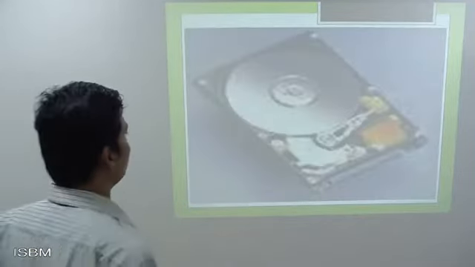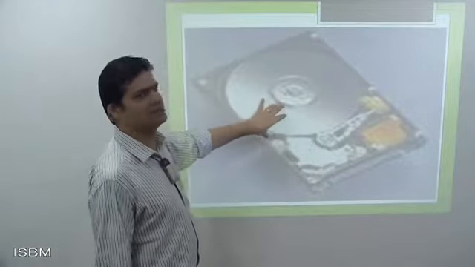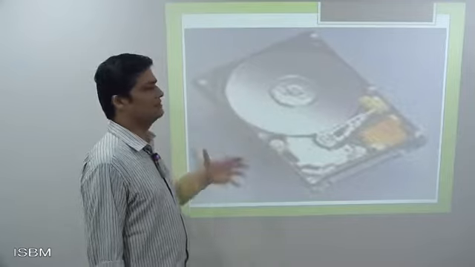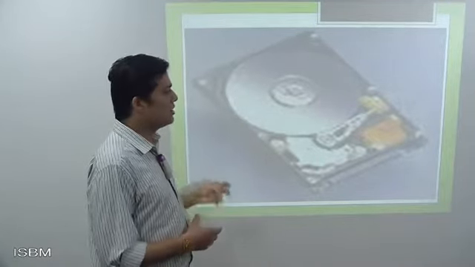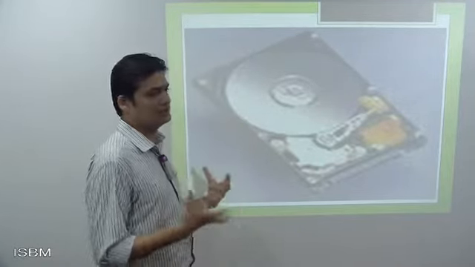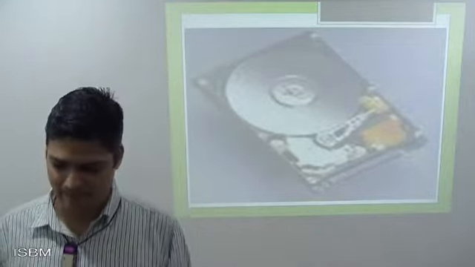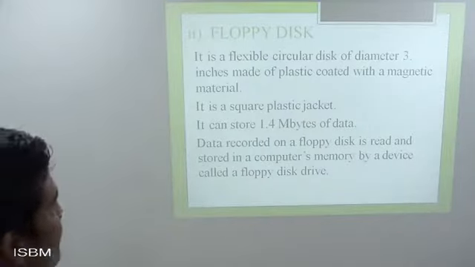This is the hard disk. I think this image is very small and a little blurred, but you can look up these kinds of hard drive pictures on Google. You can go through the hard disk images, and you will find different kinds of hard disk images. Floppy disk.